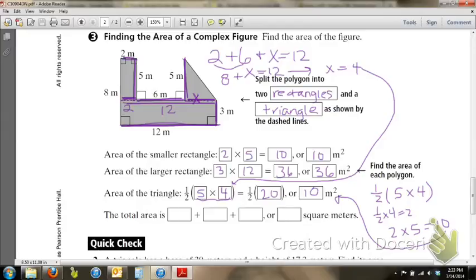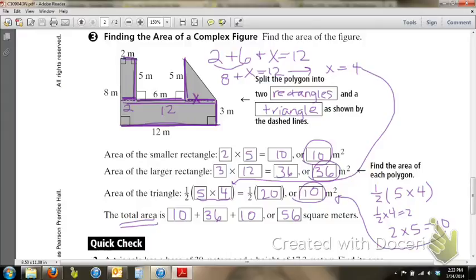Now to find the total area, I'm just going to take each of these answers, and to find total, we add them all up. And if I add those 3 up, sorry, that last one's a 10, you get 56 square meters.